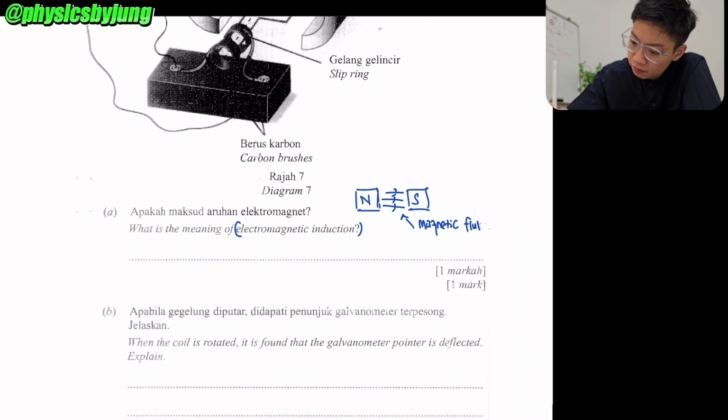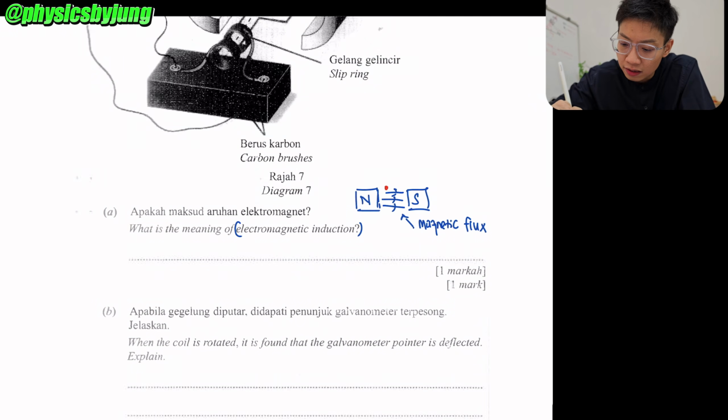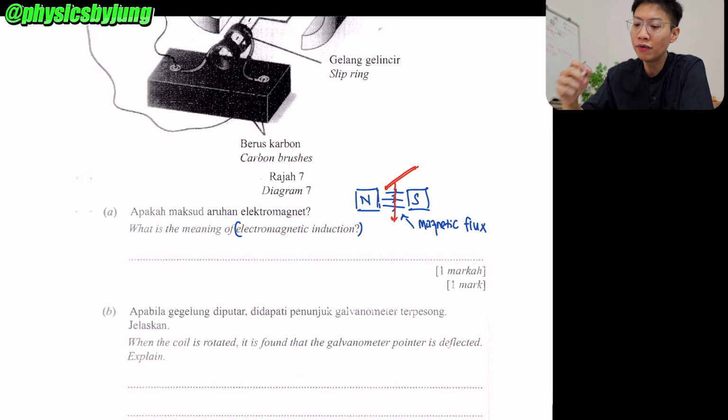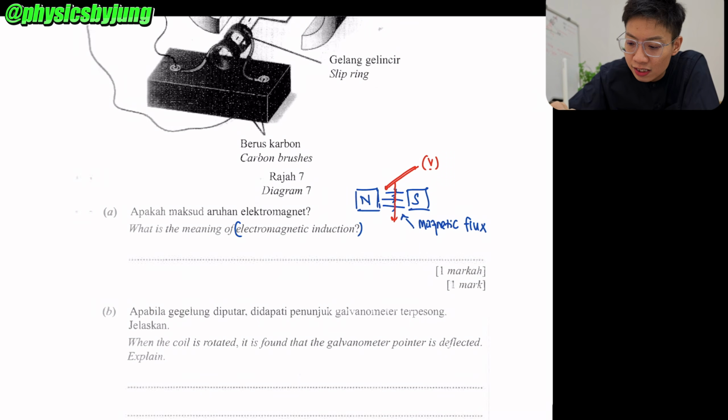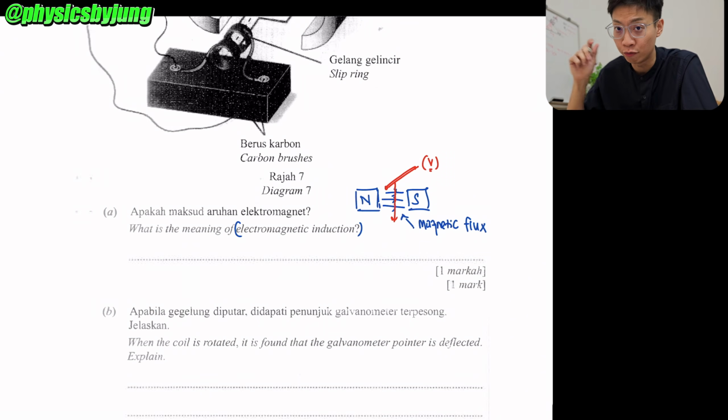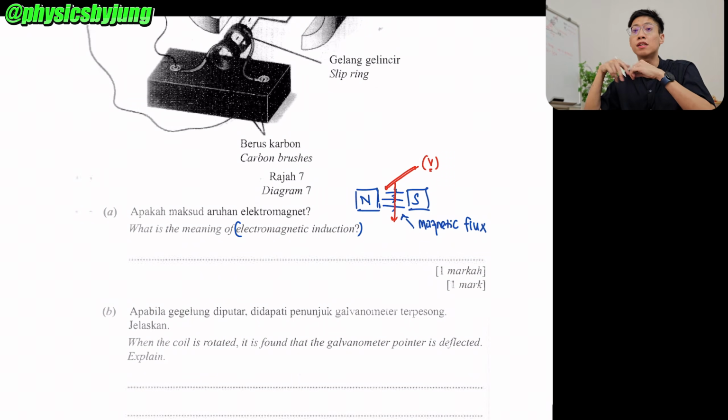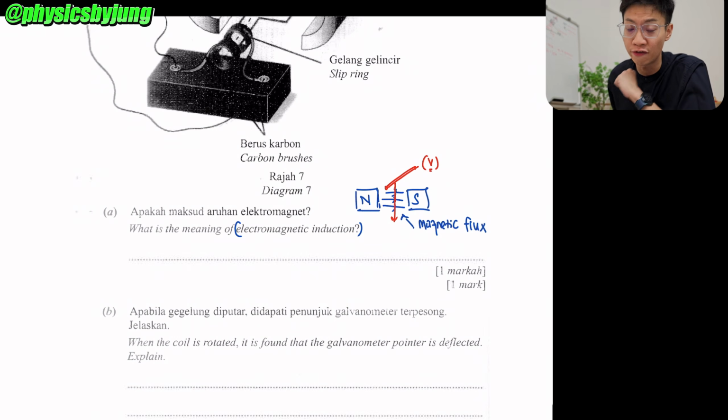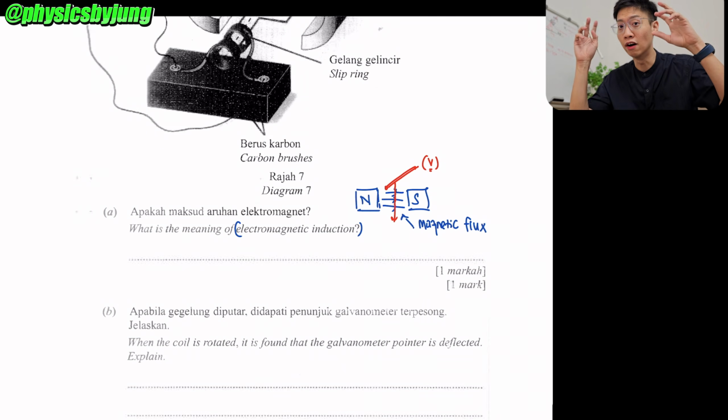So, I'm very used to writing BM, sorry, magnetic flux. So if you take a conductor, which usually is a wire, and you cut through the magnetic flux, you will realize that inside you will produce this thing called induced EMF, which is voltage, and if your circuit is complete, then your induced current will flow. So this process will produce the voltage.